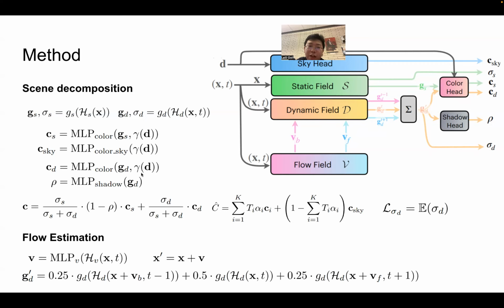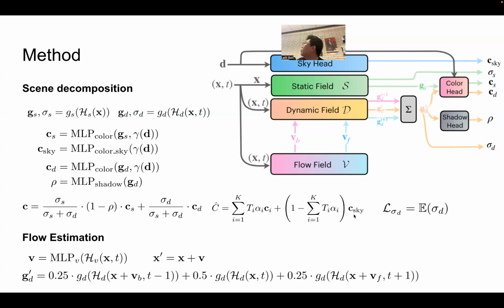It will take the dynamic features and the view direction, but the dynamic features also take the time as the input. And for the shadows, they're taking the dynamic features, and they have an MLP to get this coefficient rho. And how they compose the colors is they use this average. This is the weight for the static, this is the dynamic, and the static is also times 1 minus rho, which is output by the shadow MLP. And yeah, basically that's everything.